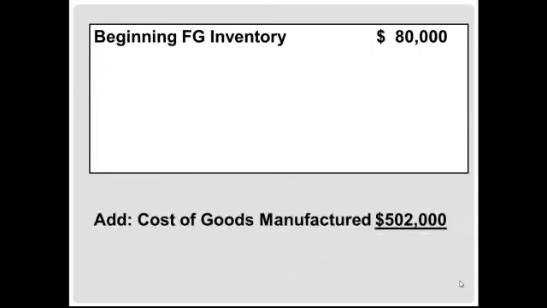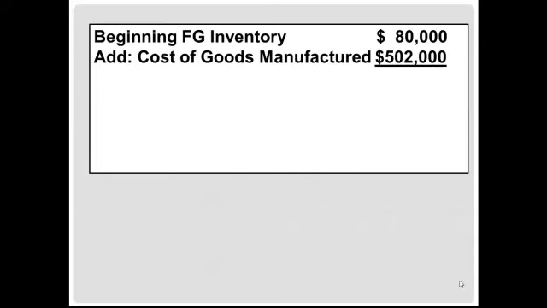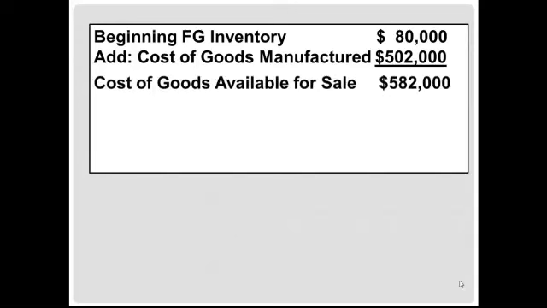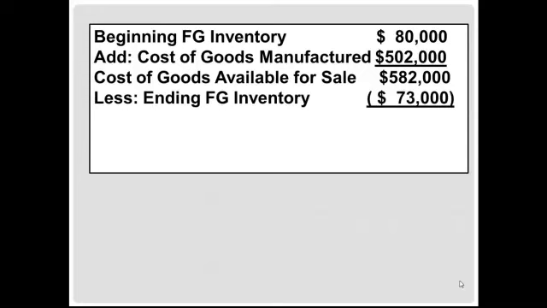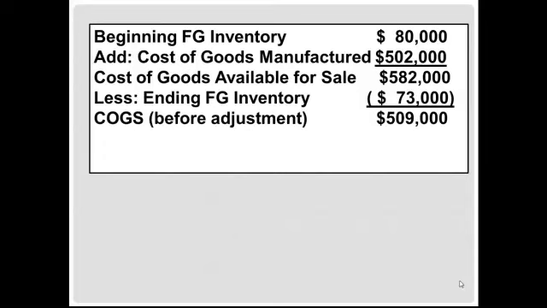In the cost of goods sold schedule, you'll start with beginning finished goods inventory of 80,000. You'll add the cost of goods manufactured, 502,000. Cost of goods available for sale, 582,000. Minus the ending finished goods inventory of 73,000, which was given. That'll give us a cost of goods sold before adjustment of 509,000.